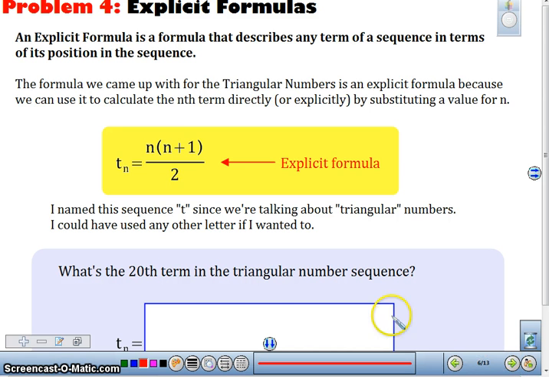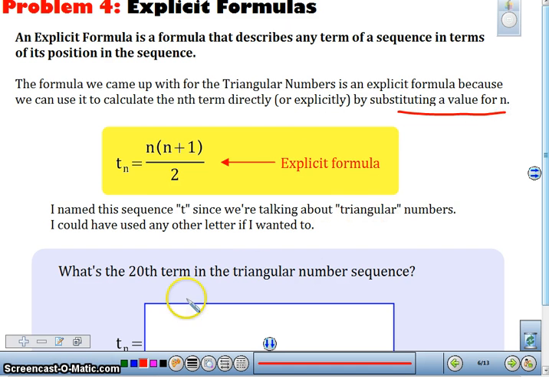The first thing that we want to take a look at is what's called an explicit formula. We will probably finish this video today, and I might start the next one with a little more of the second half of the notes. An explicit formula is one that describes any term in a sequence by its position. The formula can be written for triangular numbers. The explicit formula would be used to calculate the nth term explicitly by substituting in n.